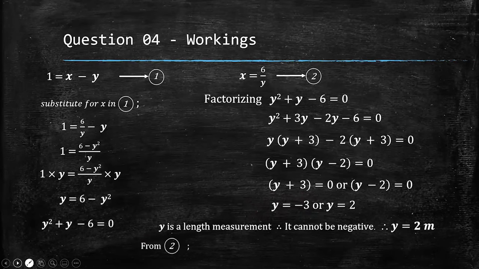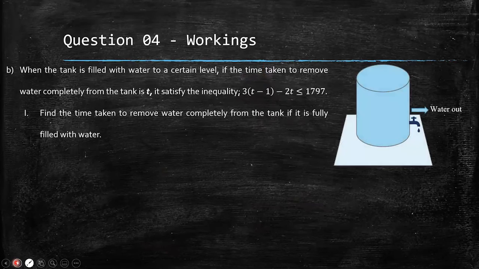So once you know y, from the second equation, you can see x is equal to 6 over y. So x will be equal to 6 over y, which is 2. So x is equal to 6 over 2, which is 3 meters. Right. Now let's move to the next part.